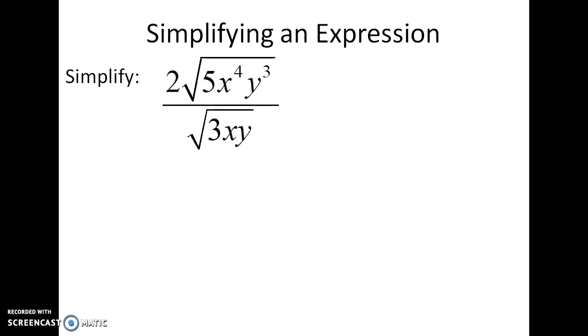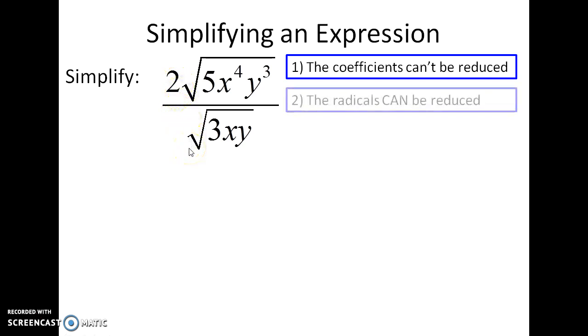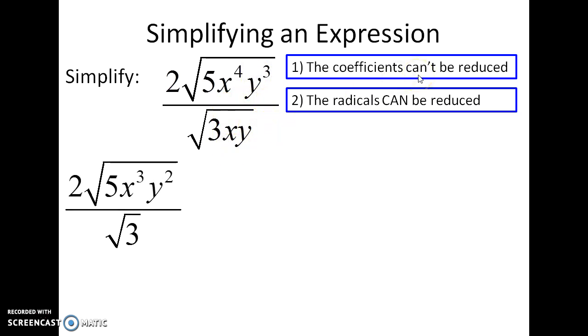Finally, if you're dealing with variable expressions in the numerator or denominator, you go about things the same way. Here the coefficients 2 and 1 are not reducible. The radicals can be reduced, but not because of 5 and 3, because of the x's and y's. I can do x to the power 4 divided by x and y to the power 3 divided by y. Following exponent laws, that means subtracting exponents, and I end up with 5x cubed y squared in the radical on top, and only root 3 at the bottom.